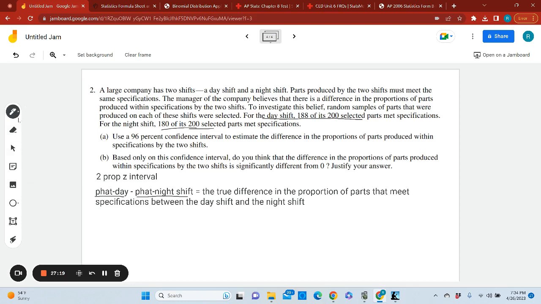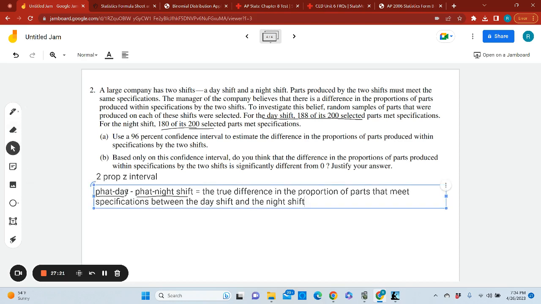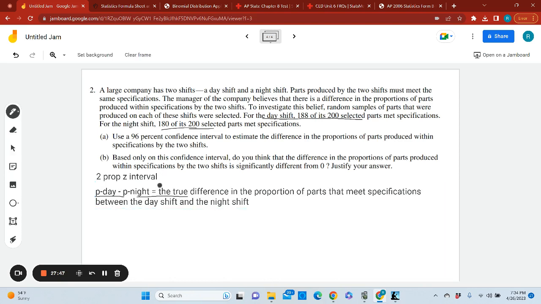Actually, that was stupid. I made a mistake. Hopefully you guys caught it. I'm defining my parameter. I should not be speaking in terms of P hats. I'm trying to estimate the true difference. So I'm talking about P day, the proportion of parts that meet specifications on the day shift, minus P night. The true proportion. So I said P hat, which is sample proportions. That's going to be our point estimate. But when you're defining the parameter, always speak in terms of the population parameter.